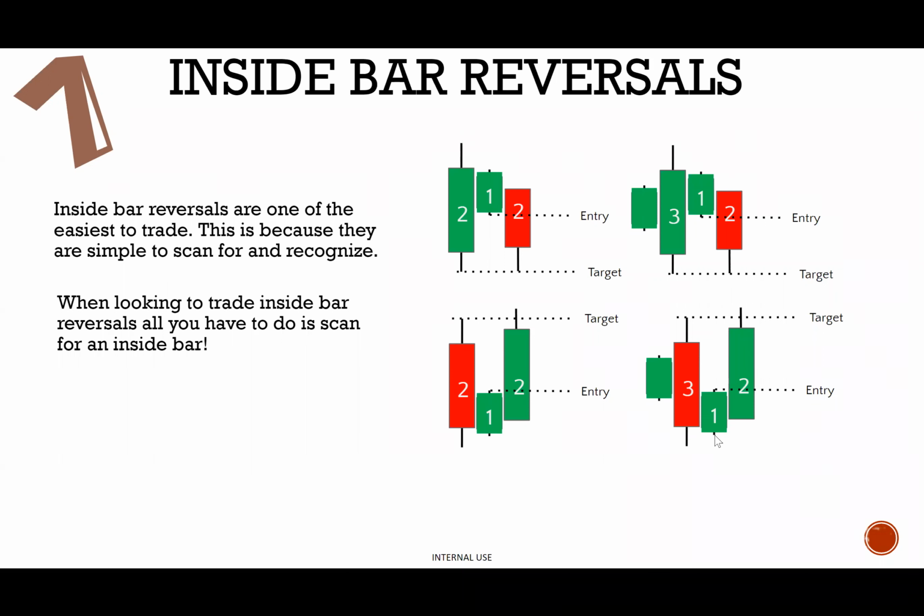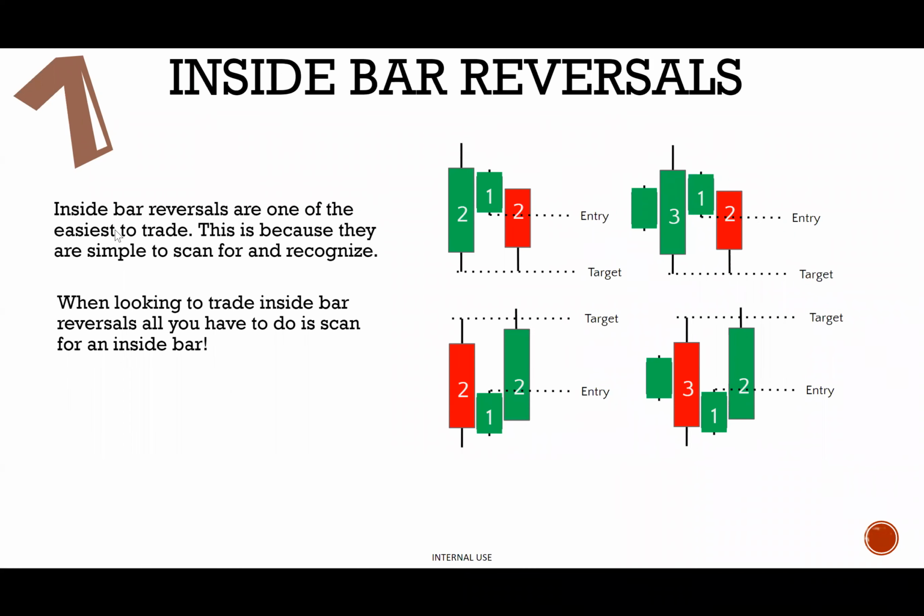Right about down here would be your stop loss, up here would be a stop loss, up here will be your stop loss. So the strat provides everything that you need when it comes to trading, right? Going off of the slide, inside bar reversals are one of the easiest to trade. This is because they are simple to scan for and recognize. When looking to trade inside bar reversals, all you have to do is scan for an inside bar, right?